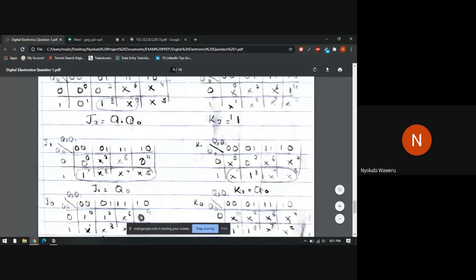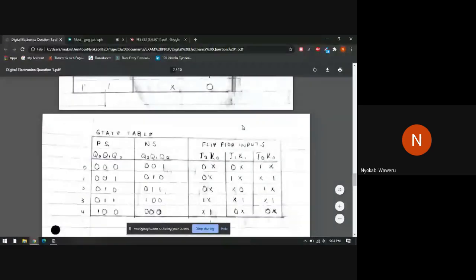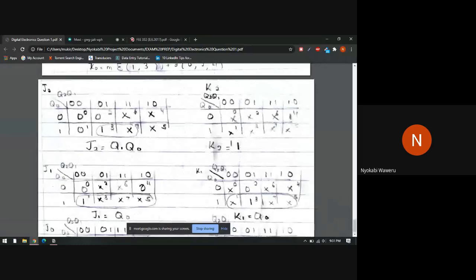So from this one, since we had just one, we grouped these two, got Q1, Q0. Hope you can all see that. Then for K2, we had the one here. Obviously 5, 6, and 7 are don't care values. And then also from what we listed above, these were also don't care.